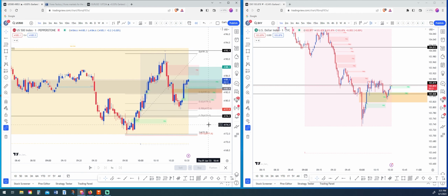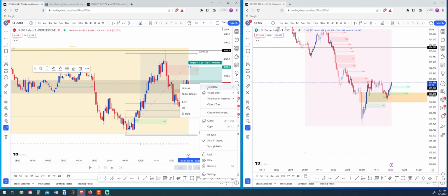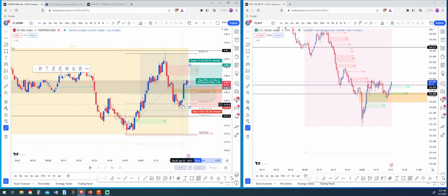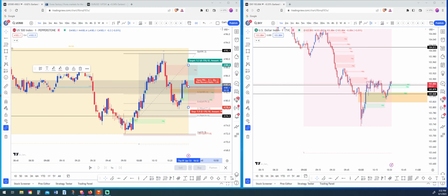Maybe too greedy. But if I got in at the fair value gap, I'd have been in now with the stop loss below that low. I have to wait patiently now, see if it gets tagged in and then see if it makes a run for the highs.